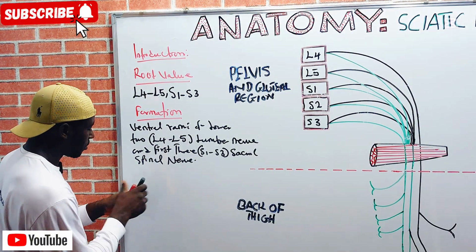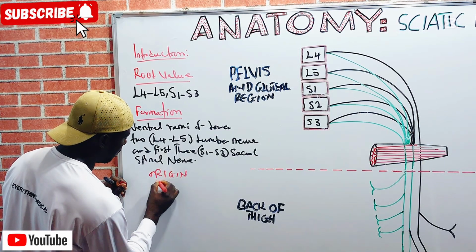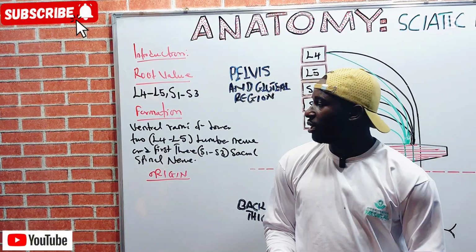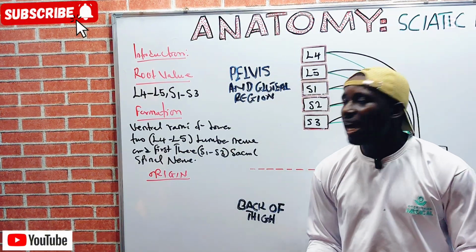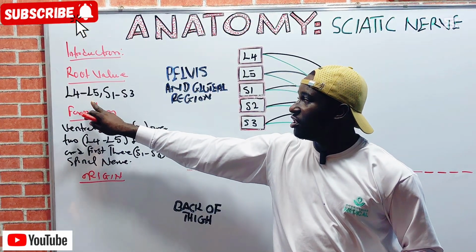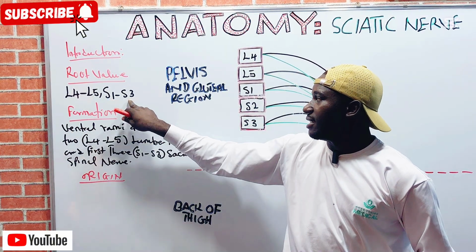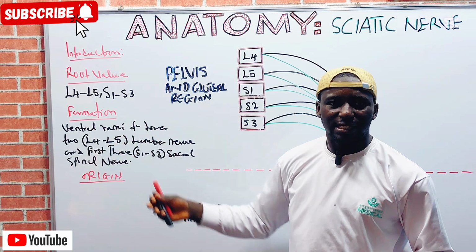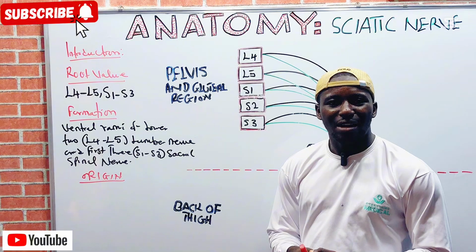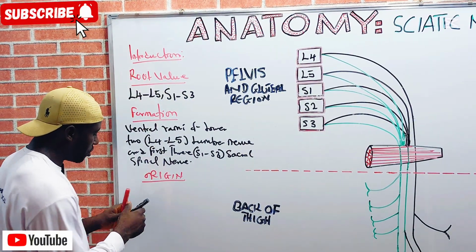The origin of the sciatic nerve. Where does the sciatic nerve originate? The sciatic nerve originates from the lumbosacral plexus, which has the root value of L4 to L5, the lumbar spinal segment, and S1 to S3, which is the sacral spinal segment. So that is the origin of the sciatic nerve. It originates from the lumbosacral plexus.